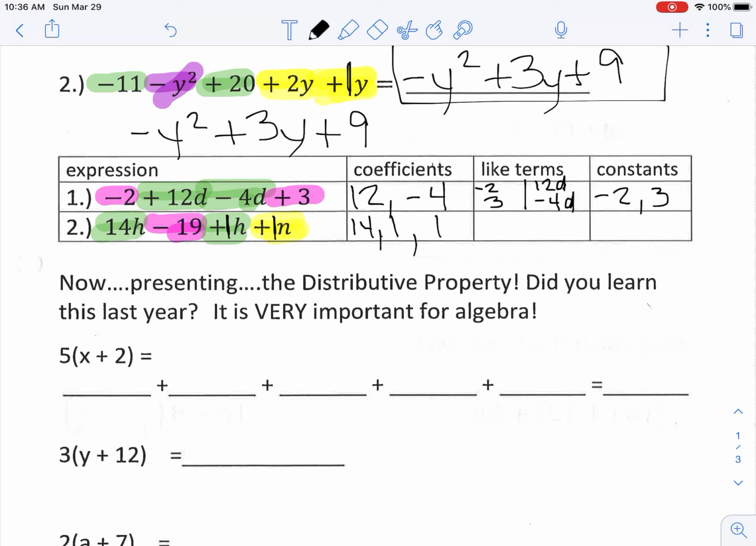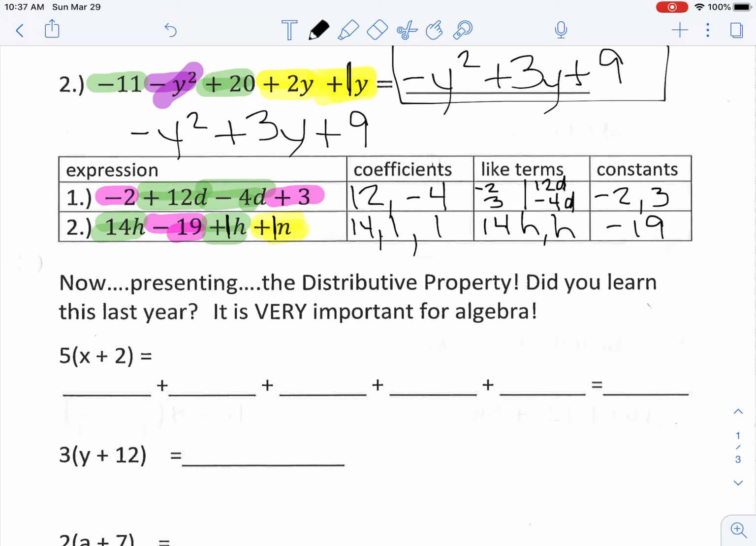Now, what is alike? So the n is not like the h's, but I could combine my 14h and my h. When you're naming it, you don't have to name it 1h. The only reason we put the 1 in there is so that you realize that is a coefficient. Constants, there is only one term that is not attached to a variable, and that is -19.